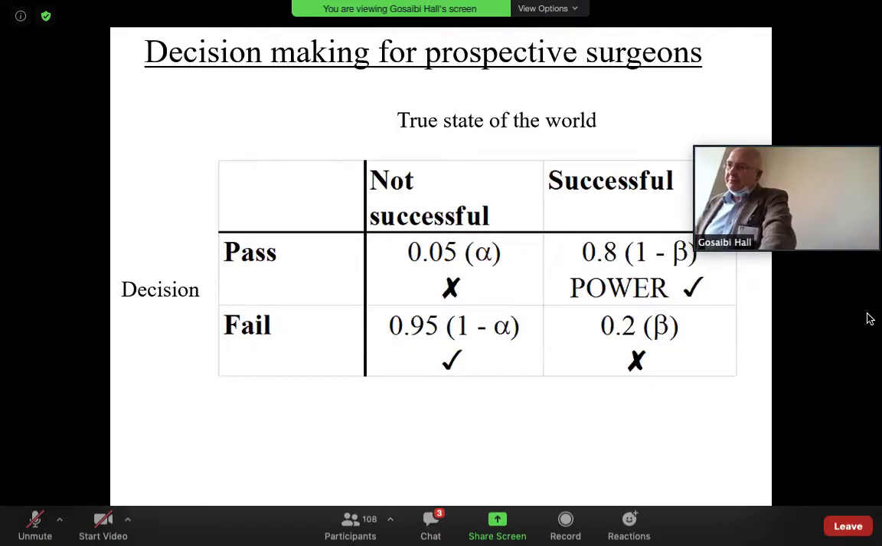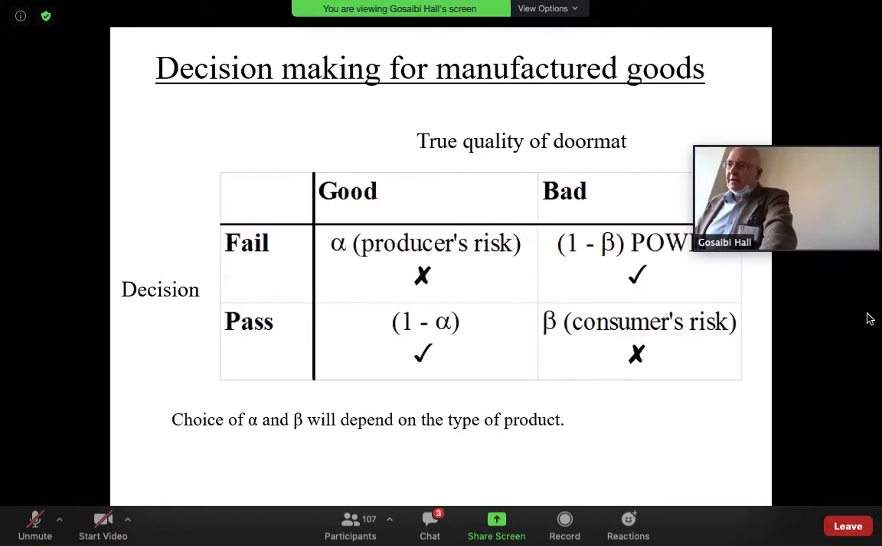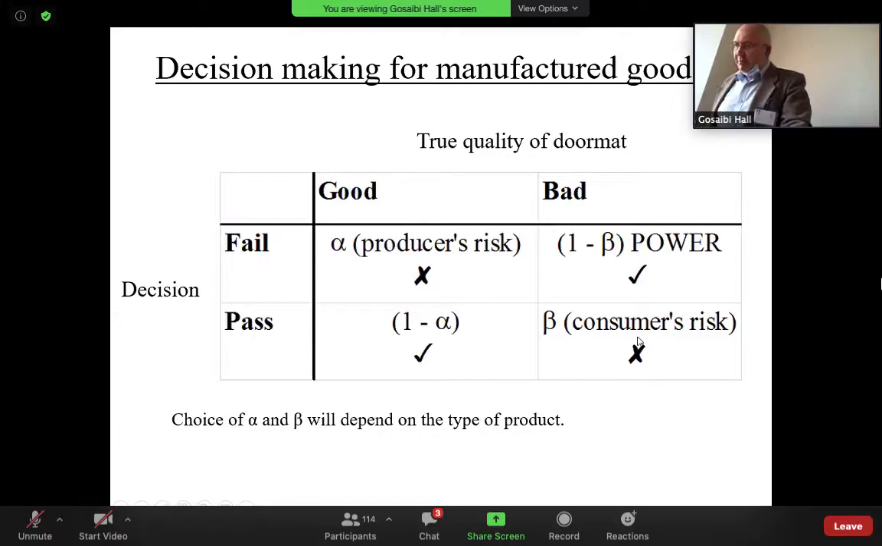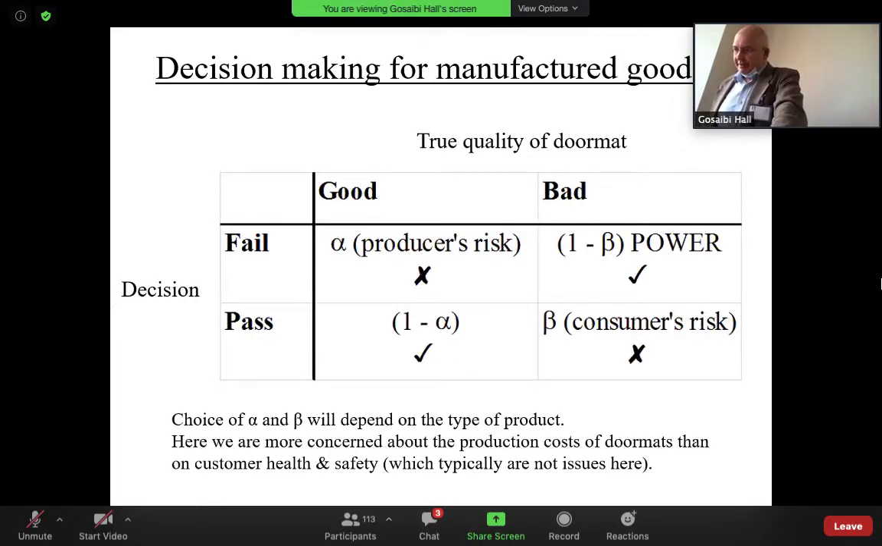I did the same with the prospective surgeons. I did the same with the doormats. You've got a particular doormat coming along the conveyor belt. Either it's good or bad. If it's good and you fail it, that is your producer's risk, because you're throwing away a good mat which could have earned the company money. On the other hand, if you pass the mat and it happens to be a bad mat, then that's the consumer's risk.